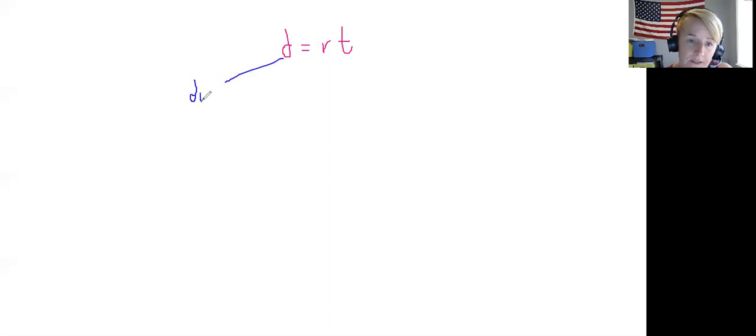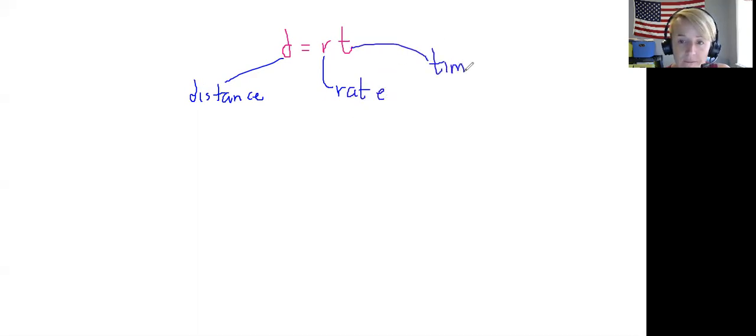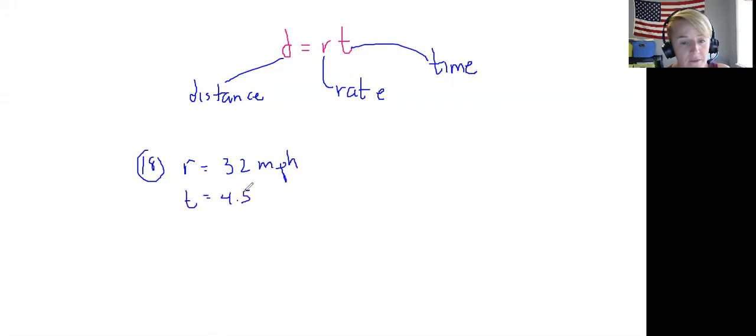So let's talk about what each of these are focusing on. D is the distance. R is my rate. And T is my time. So for number 18, we know that our rate is 32 miles per hour. And our time is 4.5 hours. And we're already in hours, so we're good here. We can leave this alone, and we can calculate for our measurement.